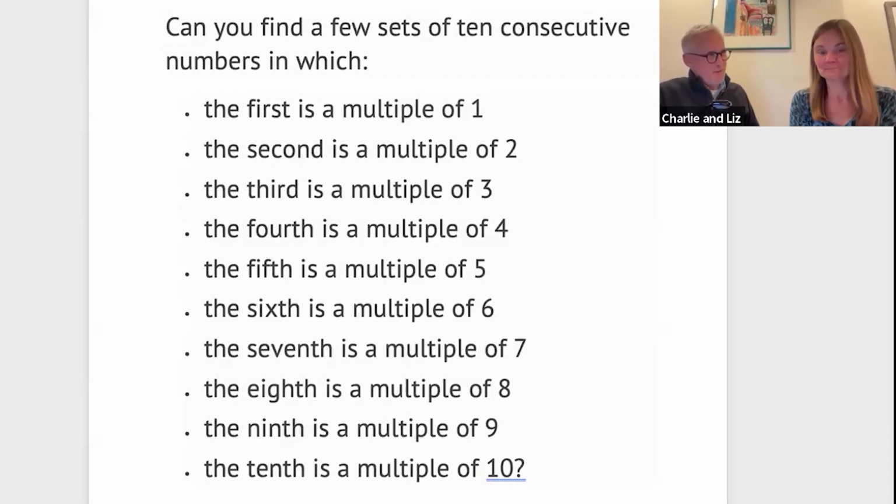So, Liz, nobody's posted anything yet. I'm just wondering whether people feel that they should wait until they've got a whole solution before posting anything.